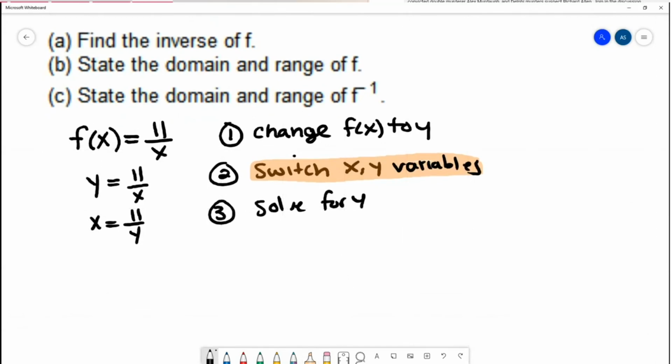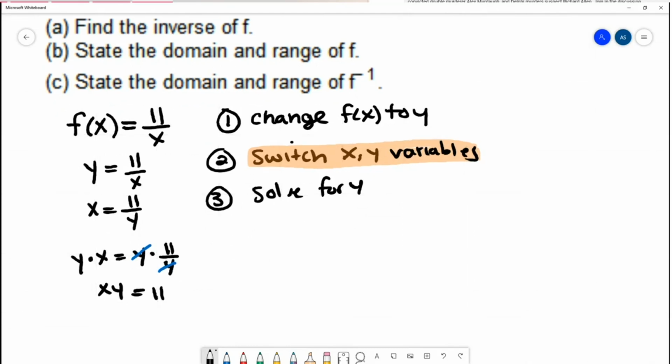We're going to solve for y by multiplying by y on both sides. So multiply by y on the left, multiply by y on the right. The y's cancel on the right, and we have 11 equals xy. And now I'll solve for y by dividing both sides by x, and we have y equals 11 over x.